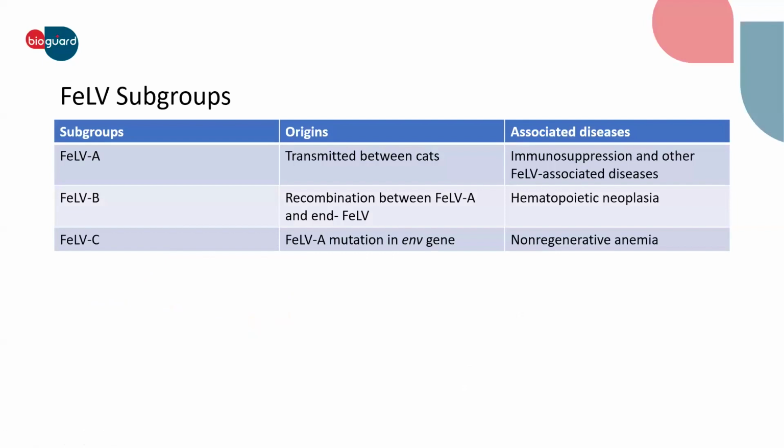So for the FeLV subgroups, FeLV-A is the most common subgroup of the FeLV virus. It is transmitted between cats, and it can induce immunosuppression and other FeLV-associated diseases like lymphoma or other issues.